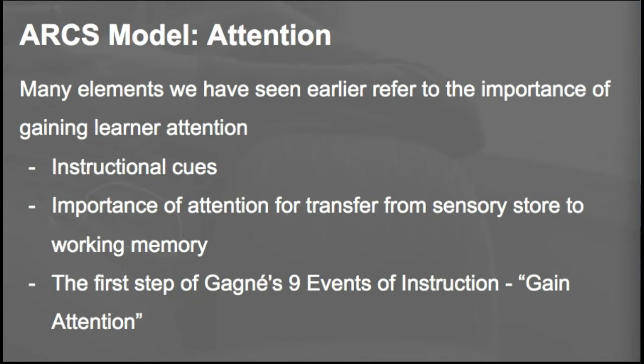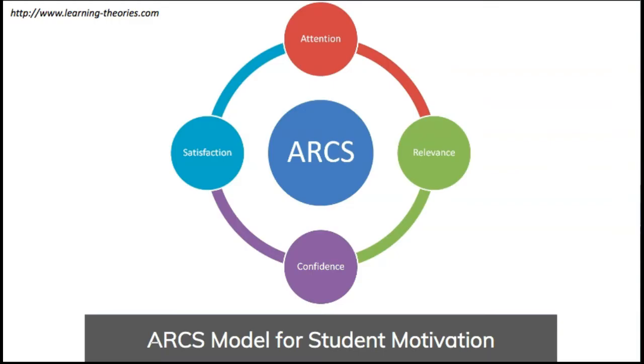So there are 4 elements in ARCS: attention, relevance, confidence, and satisfaction. It's represented as a bit of a quadrant here. I wouldn't necessarily say that it is chronological, so it's not that attention leads to relevance, leads to confidence, leads to satisfaction, although you could argue that. I don't think it's designed with that in mind, but you could certainly argue that one leads on to the next.